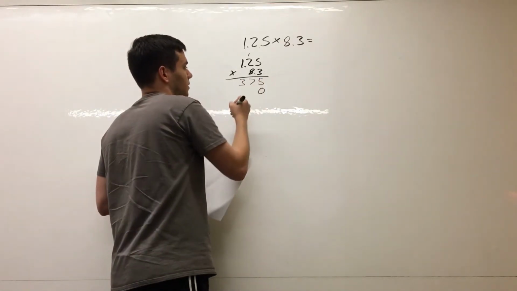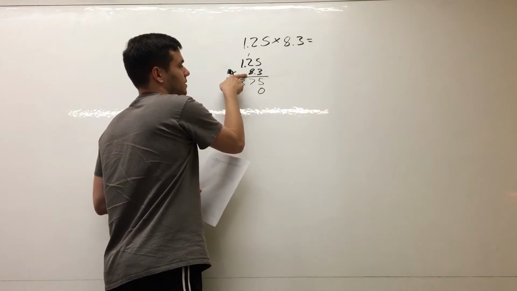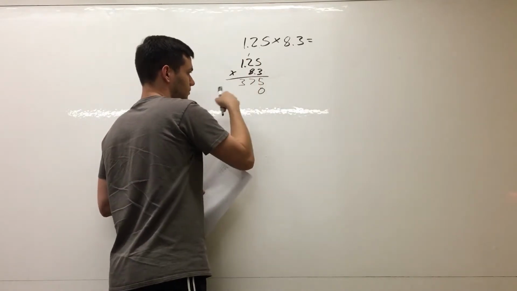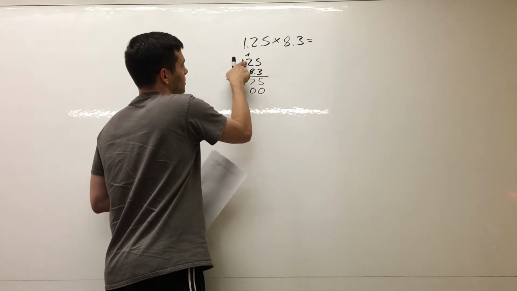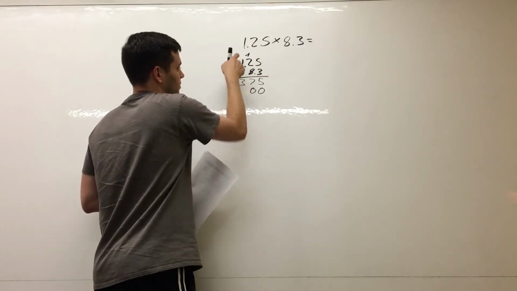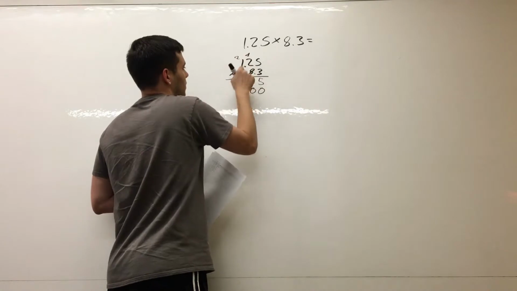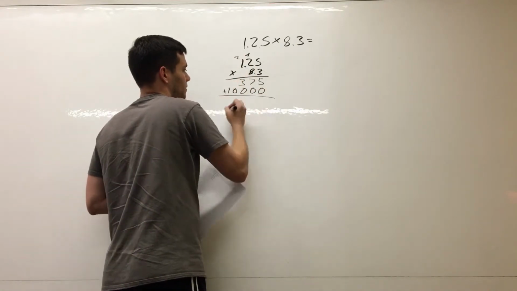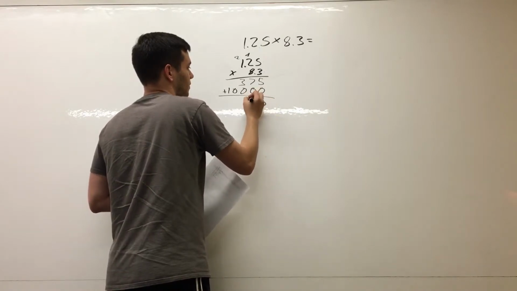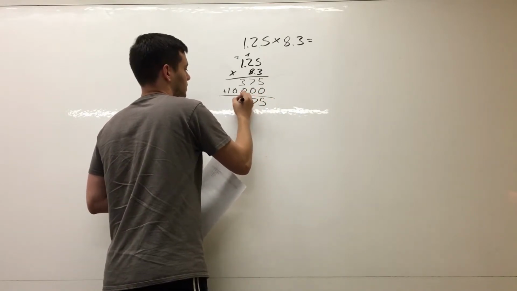Put your zero placeholder like you normally would with 2 digits. So 8 times 5 is 40. 0, 4. 8 times 2 is 16, plus 4 is 20. 8 times 1 is 8, plus 2 is 10. Add the two numbers, 5, 7, 3, 0, 1.